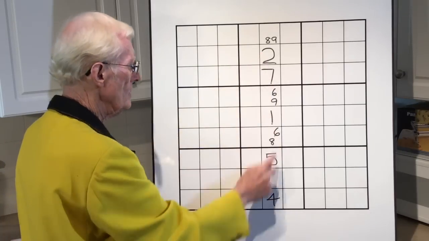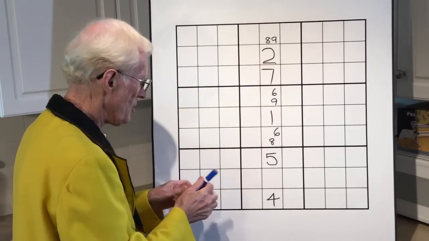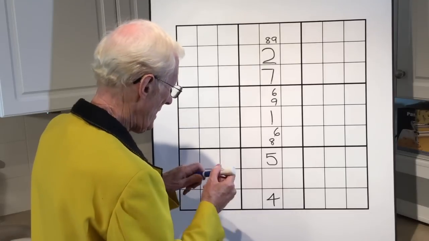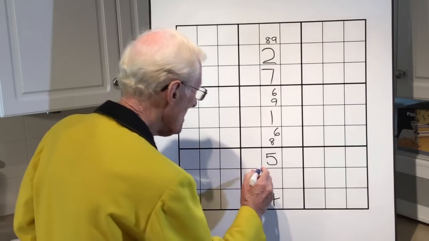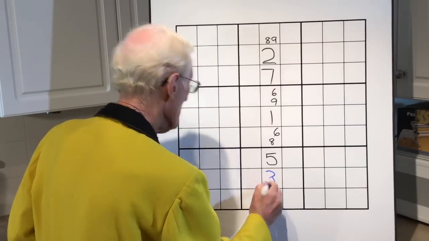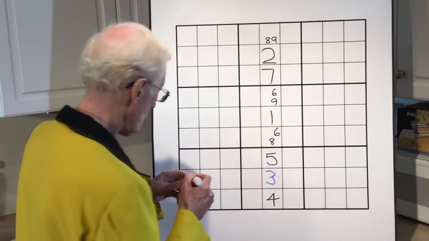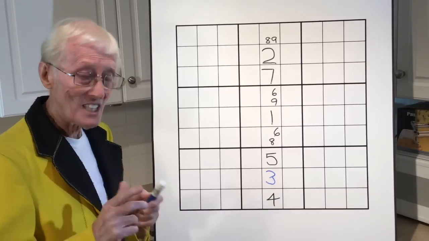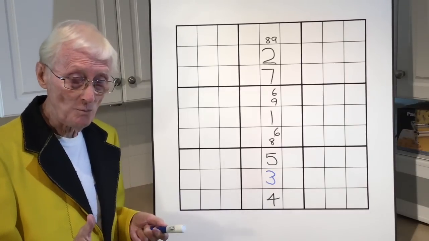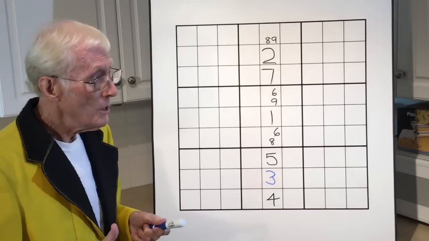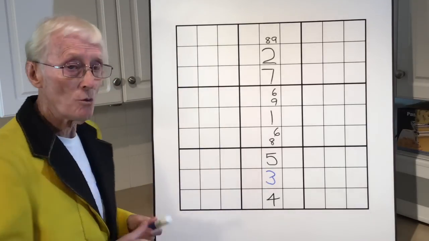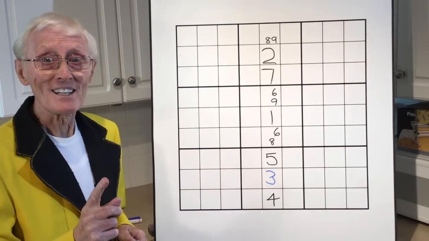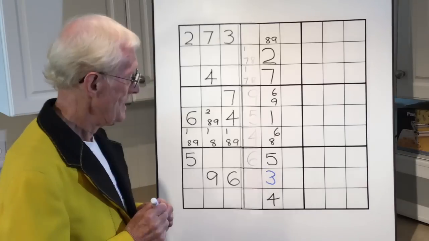1, 2, 3. There's no 3, so this becomes a 3. That was easy. Now you get the hang of this. That becomes a 3. Whoops, not a very good 3, but it's a 3. So, watch now. I've created this puzzle to show you how all these can fit into a puzzle. And on top of that, I've got a special surprise.